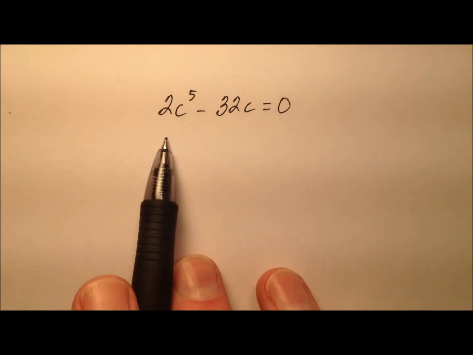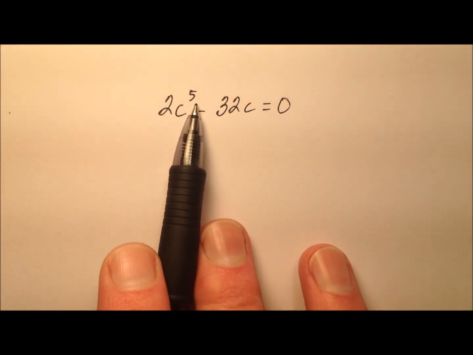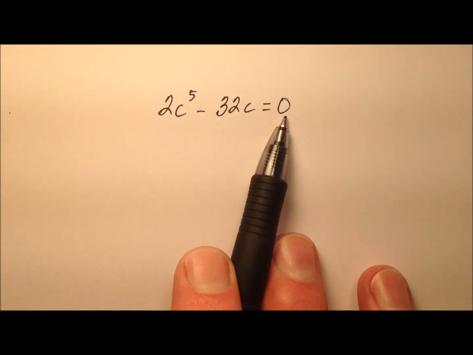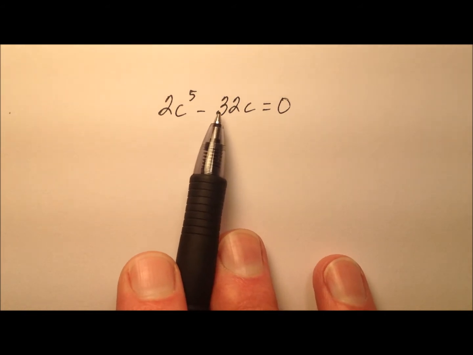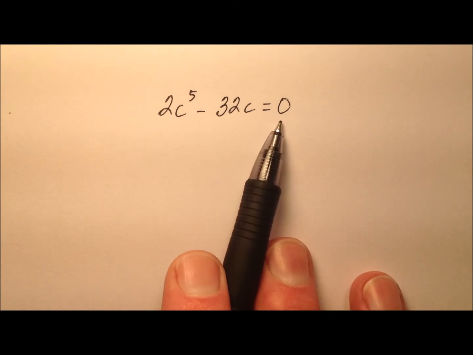In this example, we're going to solve this equation. We're going to do it by factoring. And we have 2c to the fifth minus 32c equals 0. And the first thing we do when we're solving an equation by factoring is to make sure that all the terms are on one side and that equation is equal to 0. And in fact, it is.